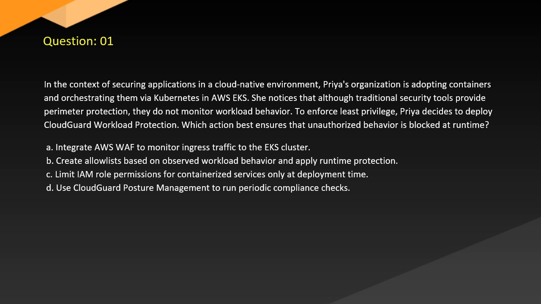A. Integrate AWS WAF to monitor ingress traffic to the cluster. B. Create allow lists based on observed workload behavior and apply runtime protection. C. Limit role permissions for containerized services only at deployment time. D. Use CloudGuard posture management to run periodic compliance checks.